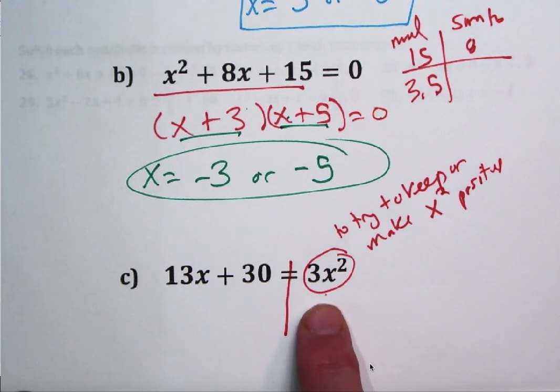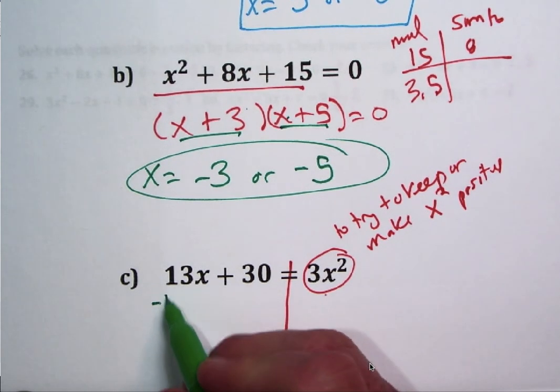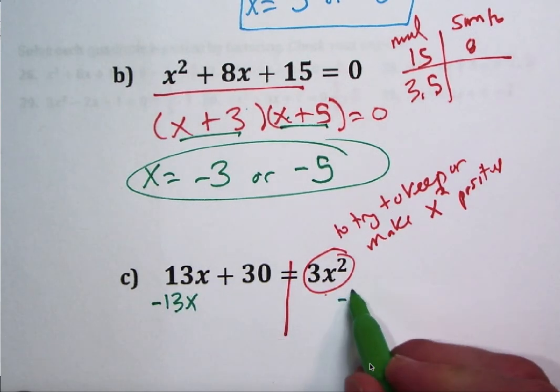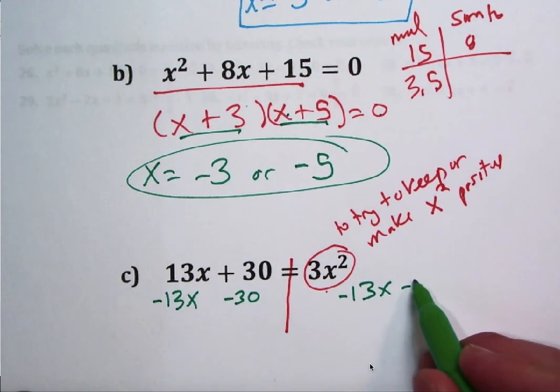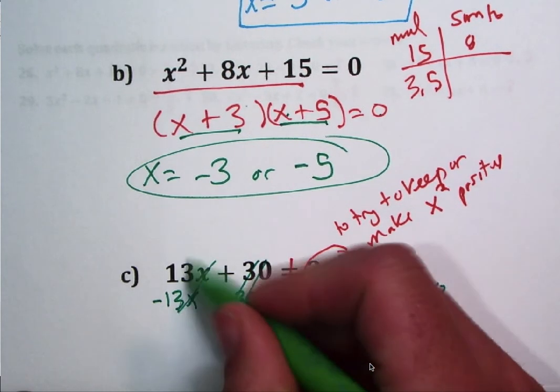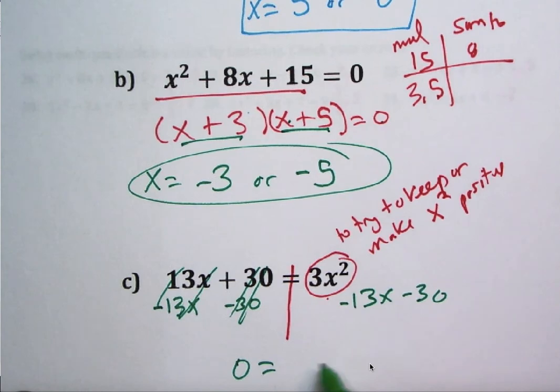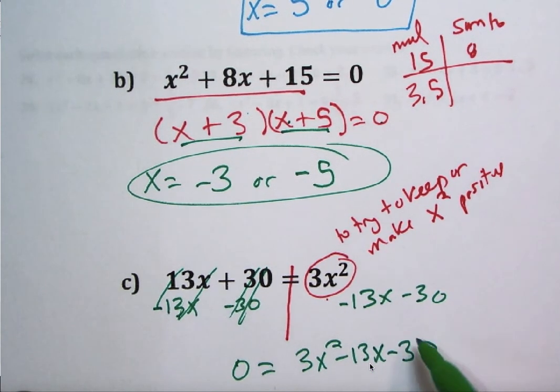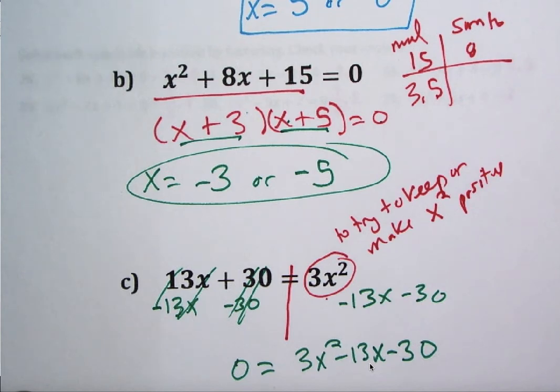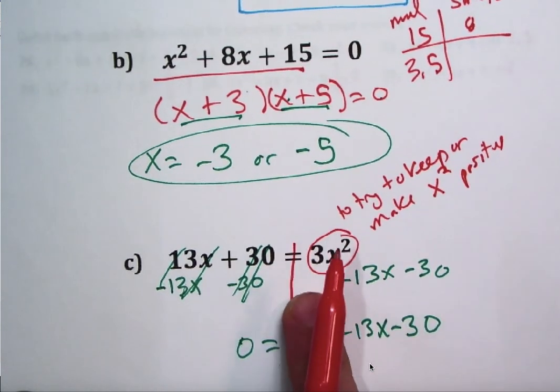So instead of taking away 3x squared from both sides, what I would encourage you, and it's just a couple more steps, is undoing all this stuff and making this side equal to 0. You don't have to, but I think it's easier, and so I wanted to show you that. So that was the point of this one. Just try to keep x squared positive.